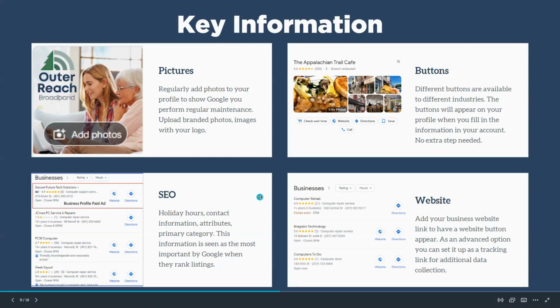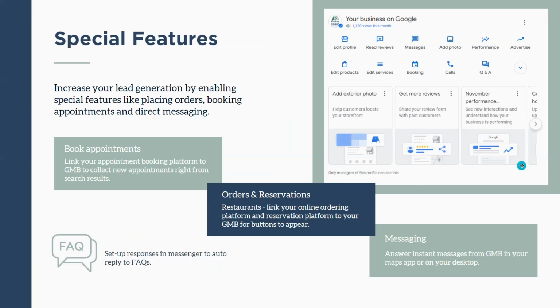And then Google, what they look for in terms of SEO, what they look for to boost people up higher on the list, is they want to see that your holiday hours are filled in, your contact information is there, attributes, you can select if you're women-owned, minority-owned, items like that. You can select your primary category. So having all of that filled in is seen as the most important by Google when they rank your listing. So you really want to make sure that's all set up for yourself.